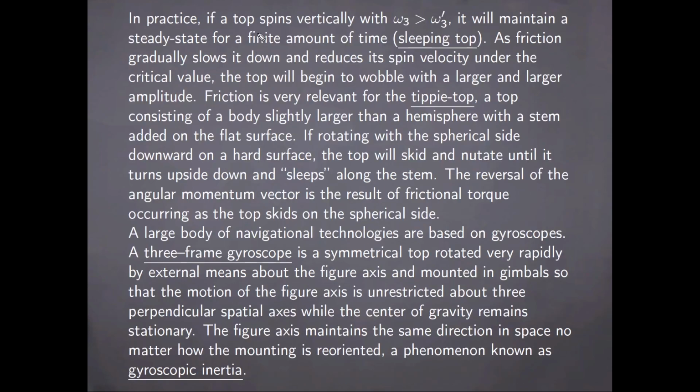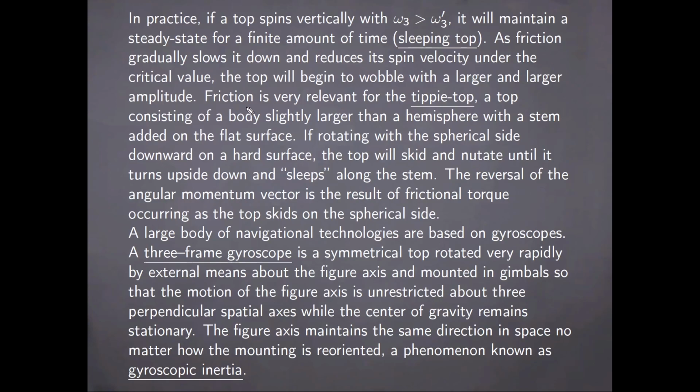In practice, if a top spins vertically with a frequency greater than the critical value, it will maintain a steady state for a finite amount of time, and this is known as a sleeping top. What happens in reality is that as friction gradually slows it down and reduces its spin velocity under the critical value, the top begins to wobble with a larger and larger amplitude.